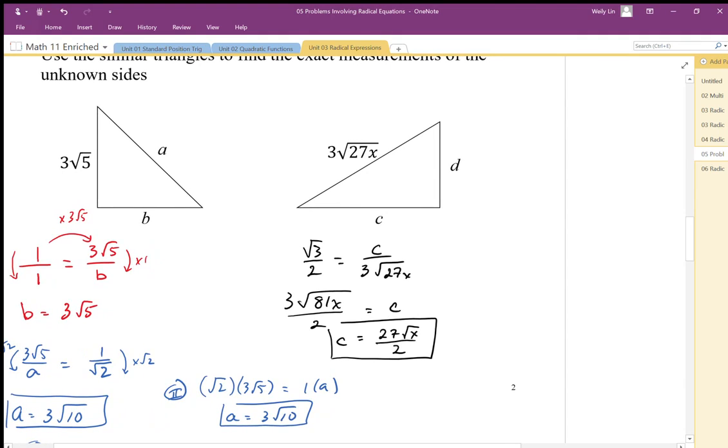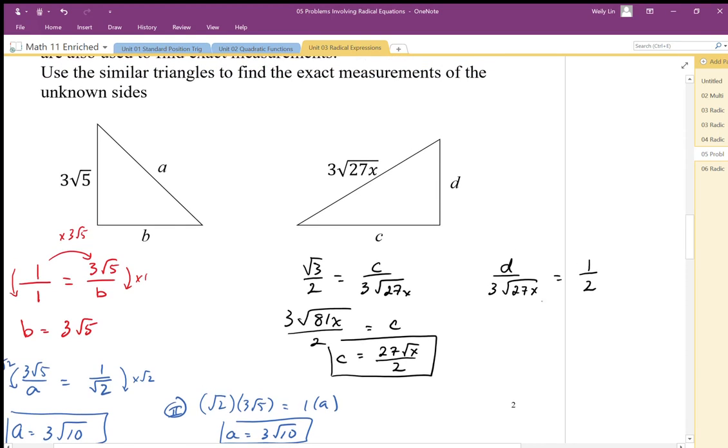For D, we can say that this is exactly half of this length. We can use a ratio D to 3 root 27x is equal to 1 to 2 on our special triangle. And again, we can just solve this algebraically if you like, and we end up with 3 root 27x all over 2. And we could factor out the 9 there, so we end up with 9 root 3x all over 2. And again, if you want, you could have used Pythagoras.